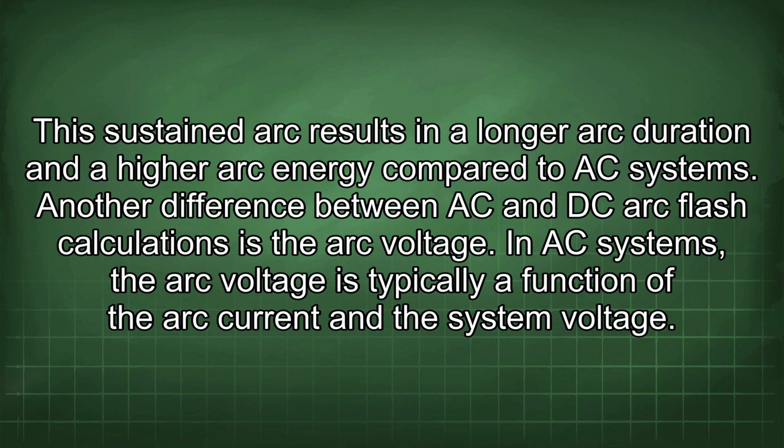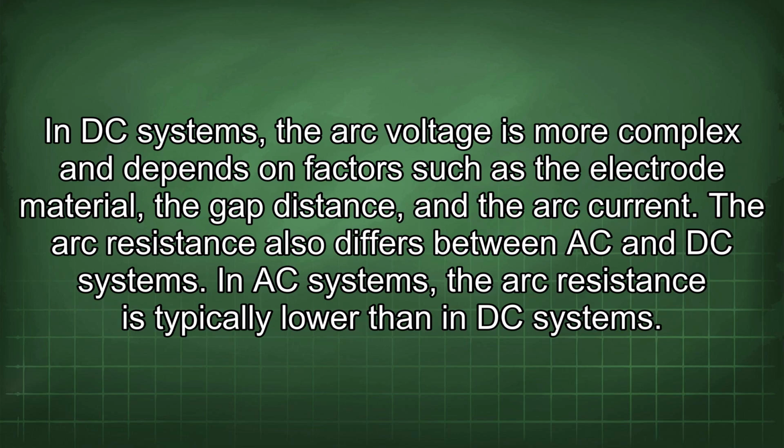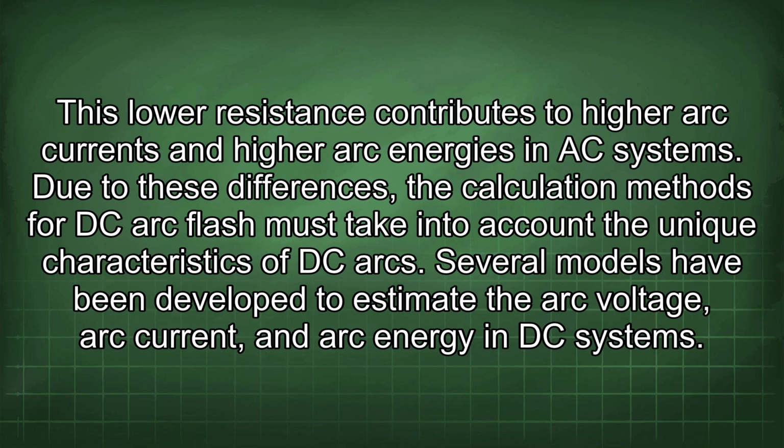In AC systems, the arc voltage is typically a function of the arc current and the system voltage. In DC systems, the arc voltage is more complex and depends on factors such as the electrode material, the gap distance, and the arc current. The arc resistance also differs between AC and DC systems. In AC systems, the arc resistance is typically lower than in DC systems. This lower resistance contributes to higher arc currents and higher arc energies in AC systems. Due to these differences, the calculation methods for DC arc flash must take into account the unique characteristics of DC arcs.